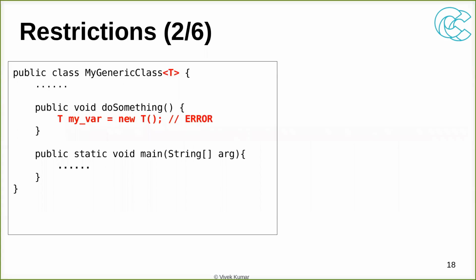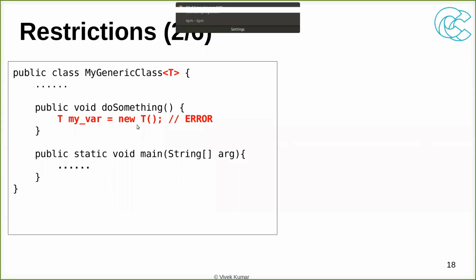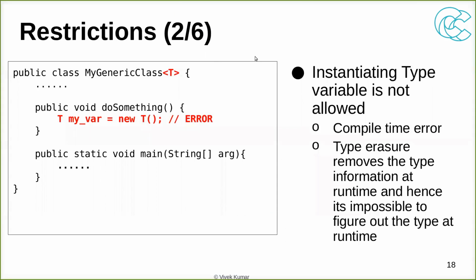Okay, now to the second restriction. You cannot create an instance of type T. You cannot say, for example, new of T. It will result in a compile time error, because the type has been erased, so the T has been replaced with object. There is no way to know what T actually stands for, because everything has been erased. So you cannot have new string, new integer, and so on. That's why this results in a compilation error.